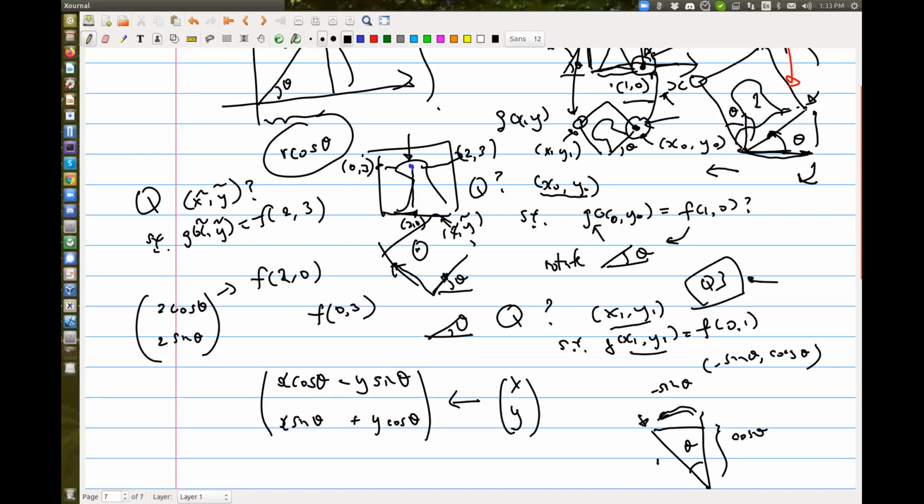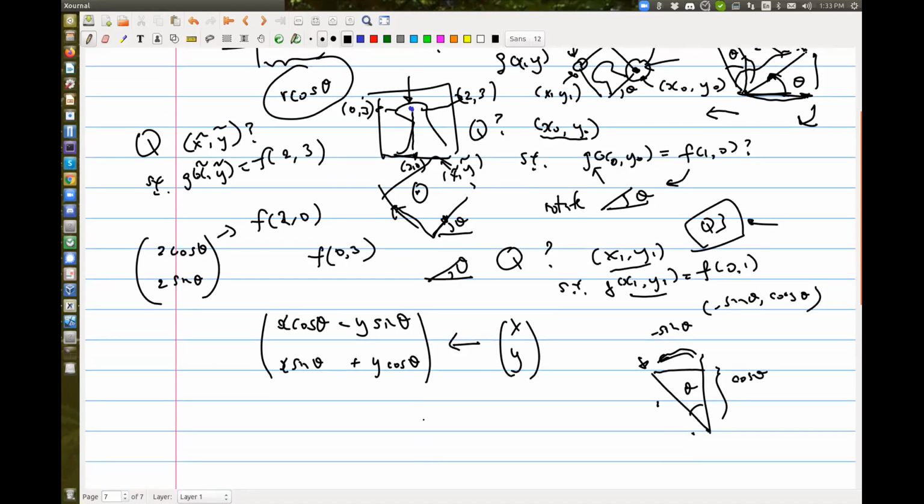Or I can write it in matrix form, like x and y, multiplied by the matrix cosine theta, minus sine theta, sine theta, cosine theta. So this will give me the new coordinates x prime and y prime. Are all of you following what I just wrote? If I start with the original coordinate here and want to get the new coordinate, we just multiply by this matrix.